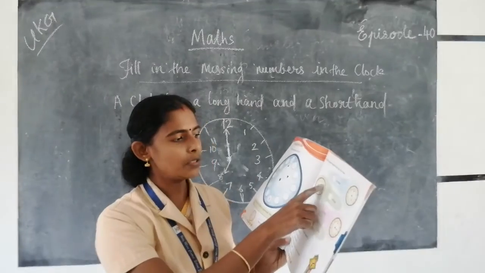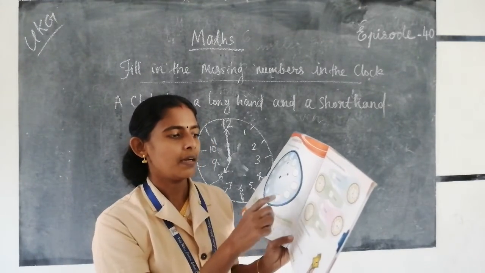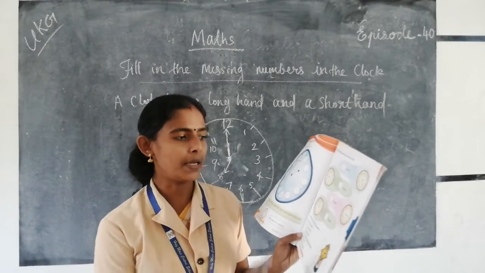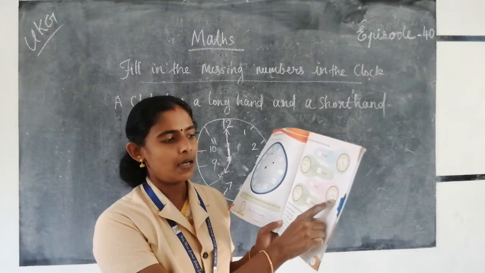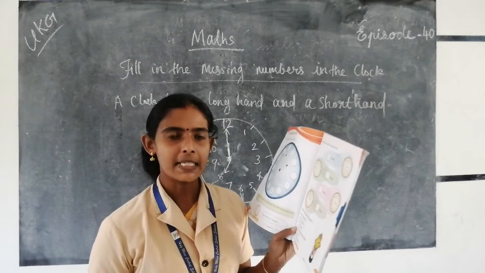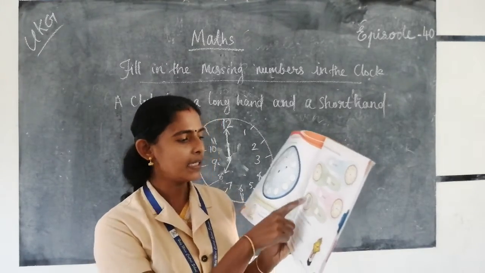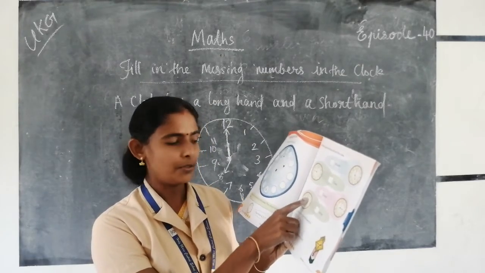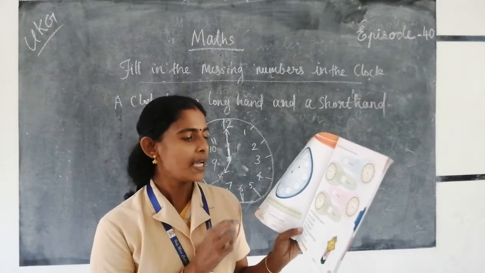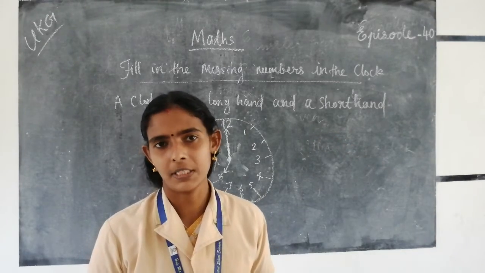Next, long hand is 12 and short hand is 9. What is the time of this clock? Yes, 9 o'clock. Then, long hand 12, short hand 3. What is the time? Yes, 3 o'clock. Next, long hand 12, short hand 10. What is the time of this clock? Yes, 10 o'clock. Can you understand?